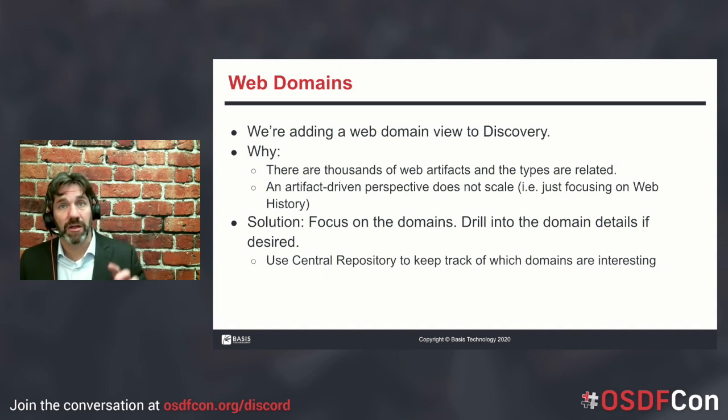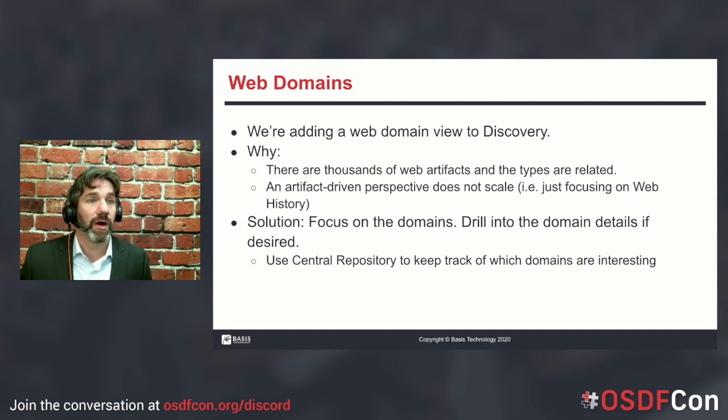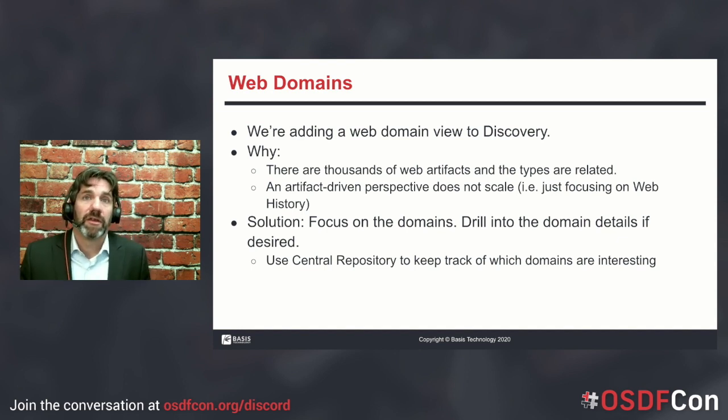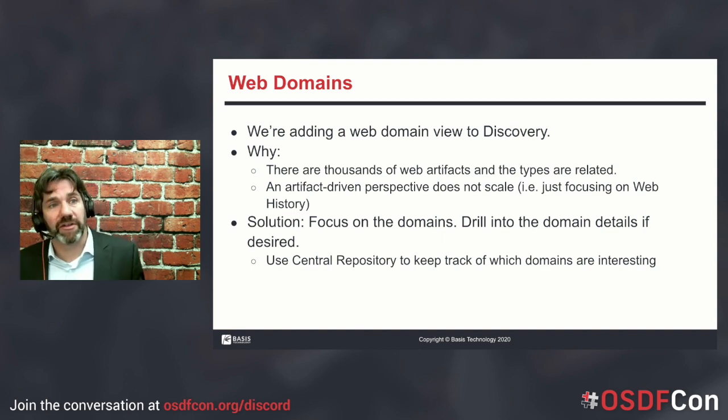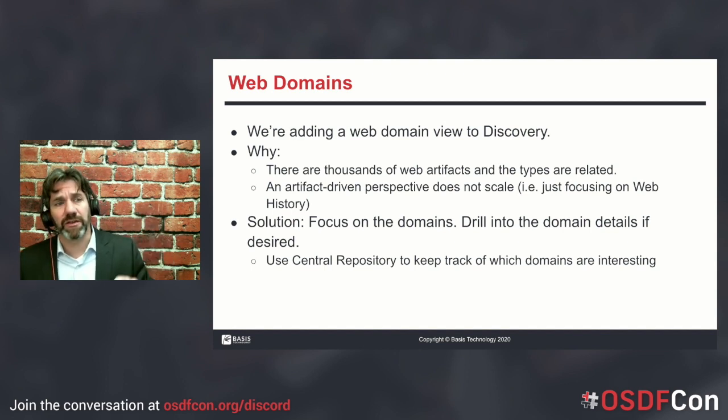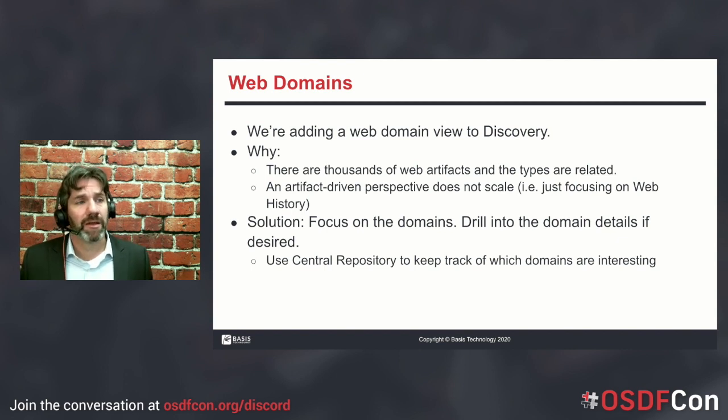So we took on the challenge by making a domain perspective view in this Discover UI. Basically, it allows the user, the examiner, to focus more on domains and then dive into, all right, what are the artifacts that actually support that domain? And again, we're using the repository to help keep track of which domains are interesting. Now, domains are a bit more challenging than files because if you see the same file over and over again, it's probably pretty boring. Domains aren't exactly the same thing, right? Everyone's going to see Google over and over again. But again, that means Google is kind of boring, right?